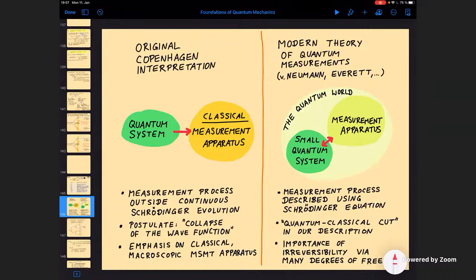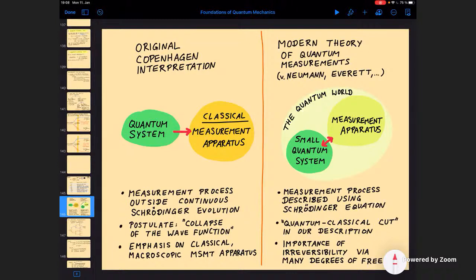But here in this modern theory of quantum measurements, everything is quantum mechanical. The world is quantum mechanical, and the world consists of many pieces. One piece may be the small quantum system in which you're interested, which you want to measure, like a spin or a photon or whatever. Then there is a larger piece of the world, which is the measurement apparatus, which, however, is also quantum mechanical. And so the measurement process is completely described using the Schrödinger equation. There's no mystery there. We know how to do this in principle, even though it may be very difficult, because now you also need to treat this big measurement apparatus, which is more complicated.